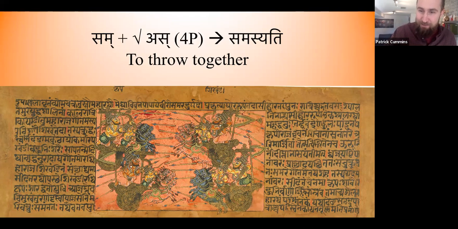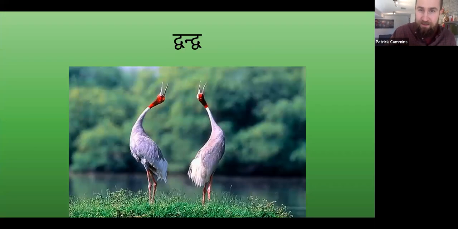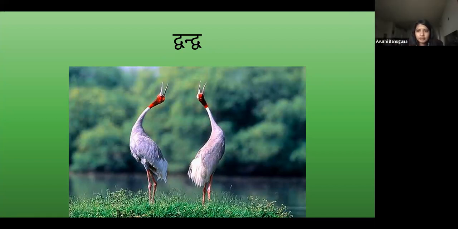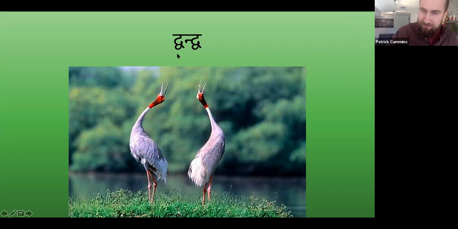So the first type of compound we're going to talk about is the Dvandva. Does anybody know what a Dvandva means? Like a pair. Exactly, that's exactly right. Sometimes you'll see it translated as copulative compound. In Goldman, for example, the Goldmans, this would be page 241, but very literally it just means a pair.